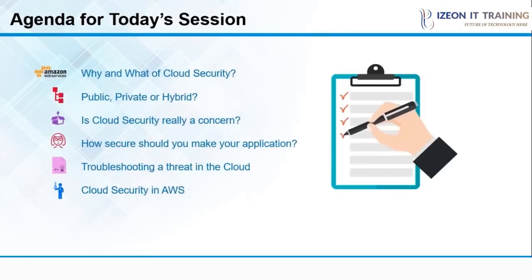After that, we'll be seeing how we can choose between a public, a private, and a hybrid cloud. After that, we'll see whether cloud security is really a concern among companies who are planning to make a move on the cloud. So once you have established that cloud security is really important, we'll see how secure you should make your application. After that, we'll be looking into the process of troubleshooting a threat in the cloud. After that, we'll be implementing that process in AWS. So guys, this is our agenda for today.